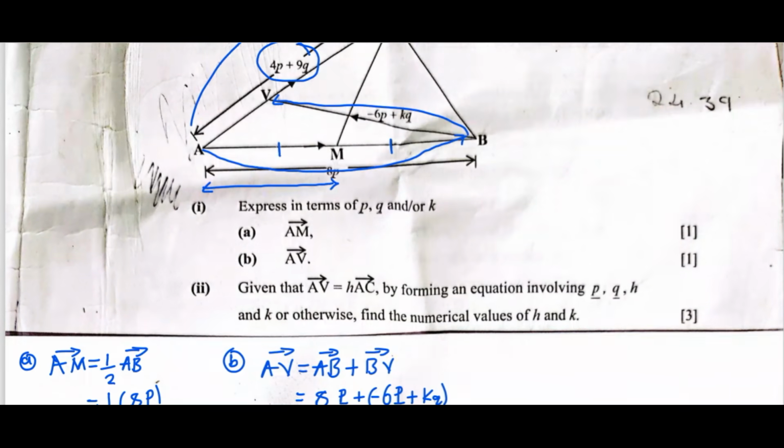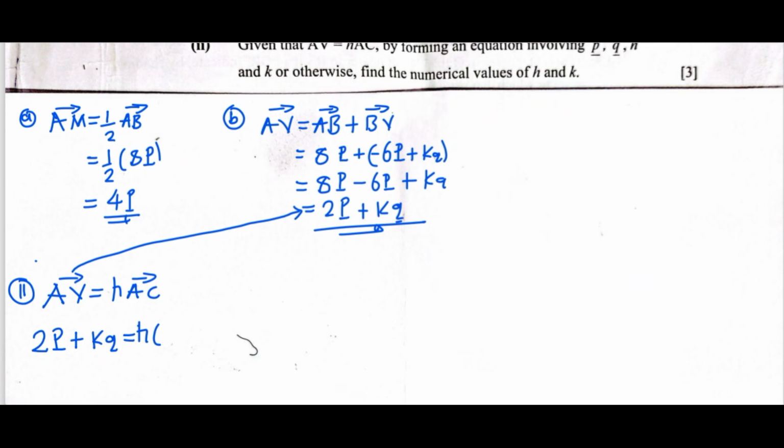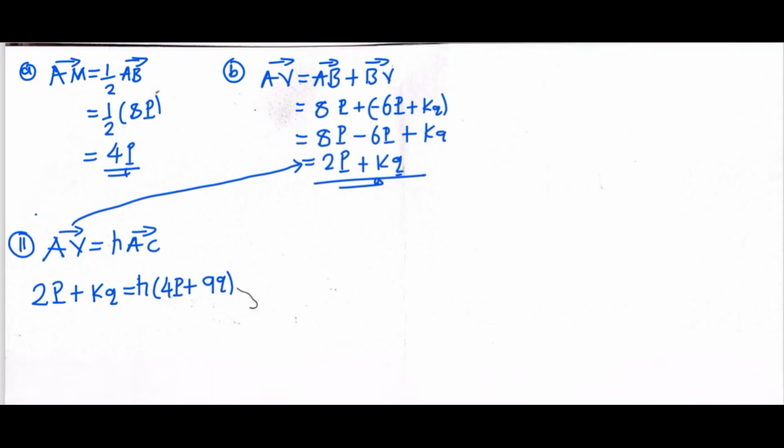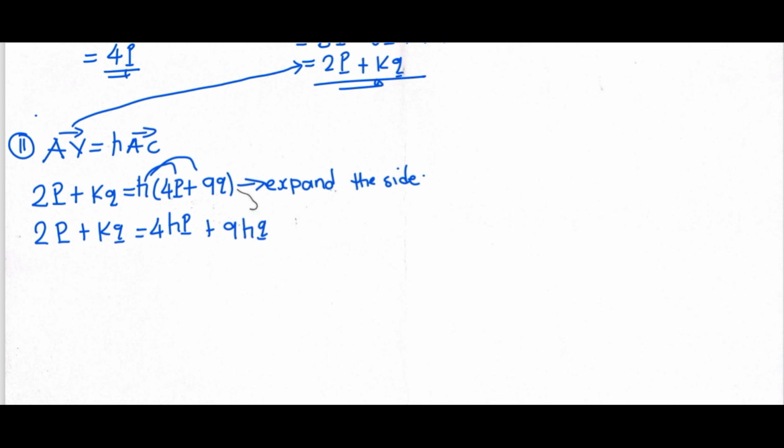what did we say AC is? 4P plus 9Q. So H times 4P plus 9Q. Okay, then after this, let's expand. We are going to expand the right side because the left side is expanded already. 2P will not change, KQ will not change for now. Then we can multiply H times 4P will give us 4HP plus H times 9Q will be 9HQ.